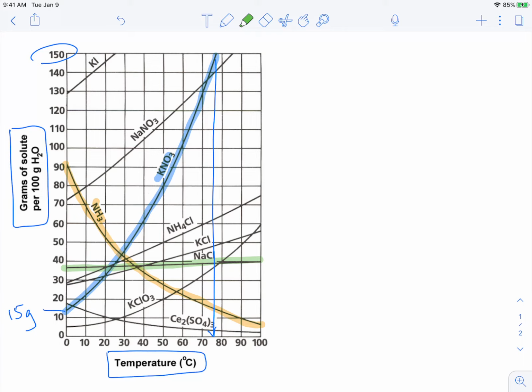The solubility of NaCl, or table salt, is not affected by temperature very much. If we were looking at 0 degrees, let's say 37 grams would be able to be dissolved. And then if we get to the boiling point of water, we'd be at around 40. So you're only looking at about 3 grams of increased solubility per 100 degree temperature change.